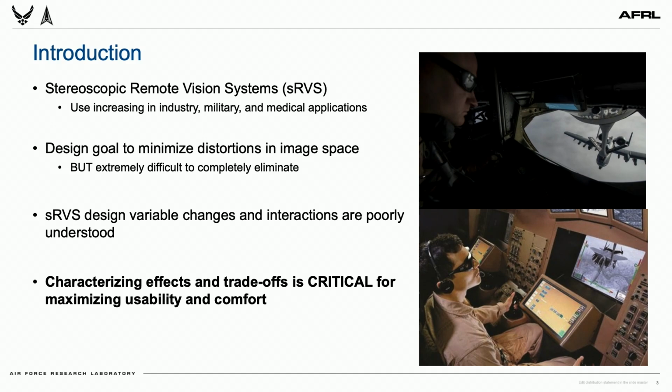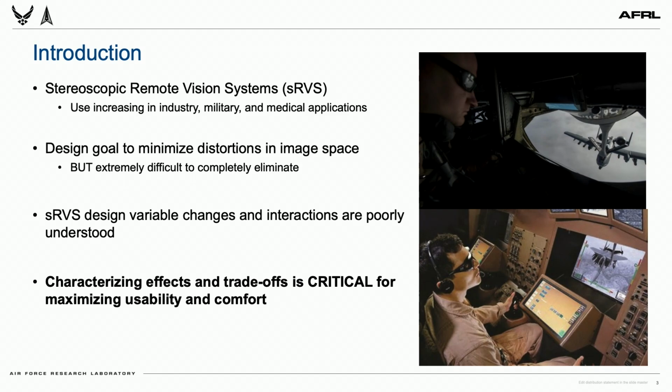So the design goal is obviously to make your image space, what you're seeing on your computer screen, match that of your object space, what is in the real world. But this is extremely difficult to do. So you can only do it if the setup of the cameras is exactly akin to the setup of the user's space, known as an orthostereo condition.